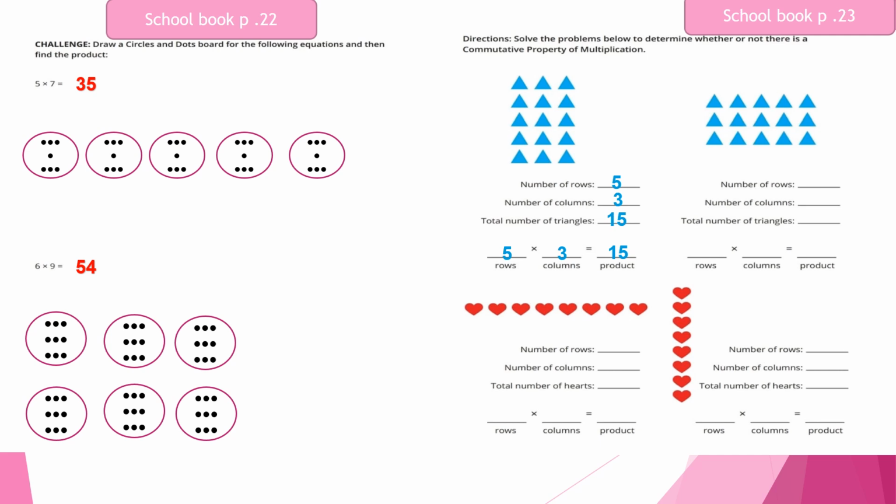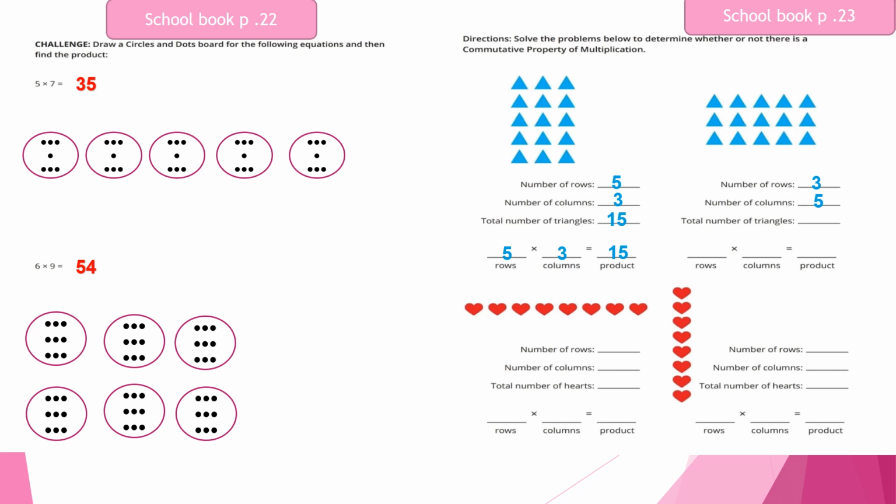Here, another array. How many rows do we have? Let's count the horizontal lines. 1, 2, 3. What is the number of columns? How many columns do we have? 1, 2, 3, 4, 5. 5 columns or 5 vertical lines.